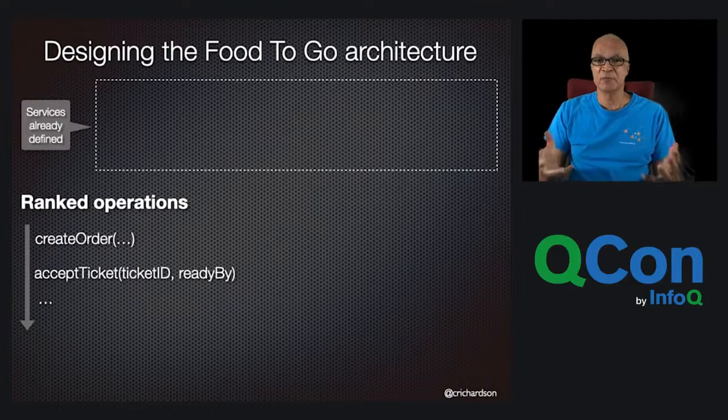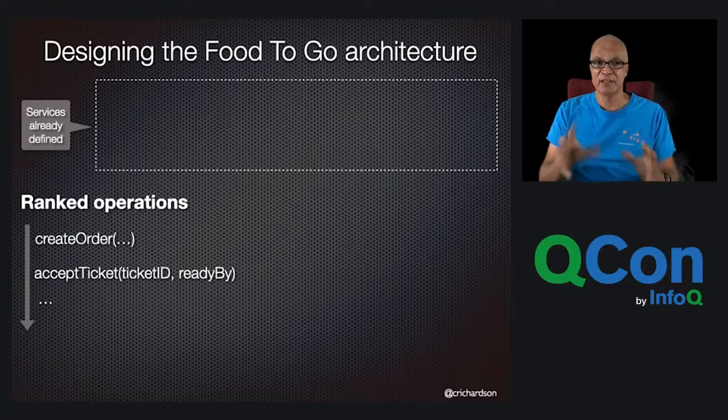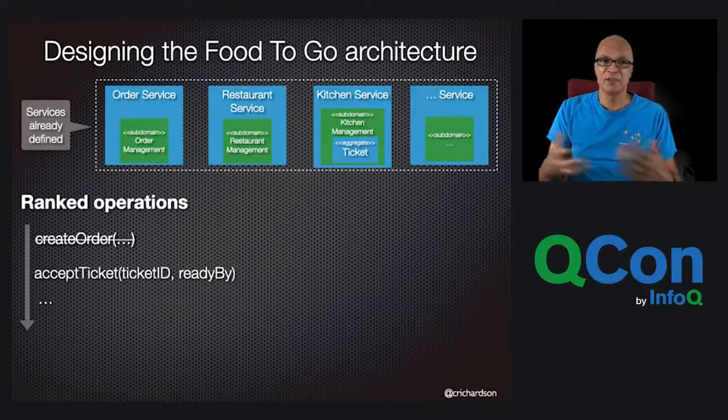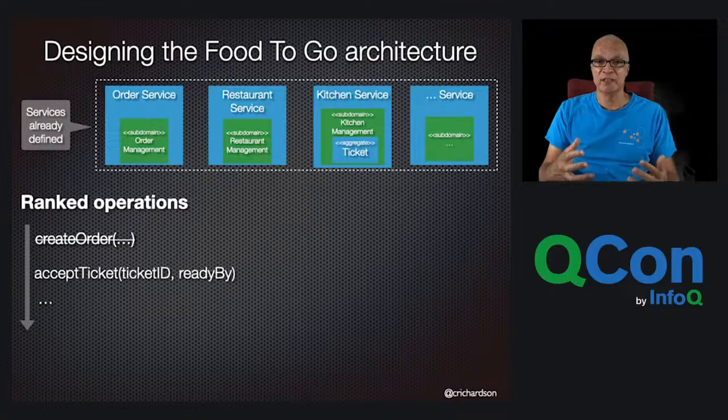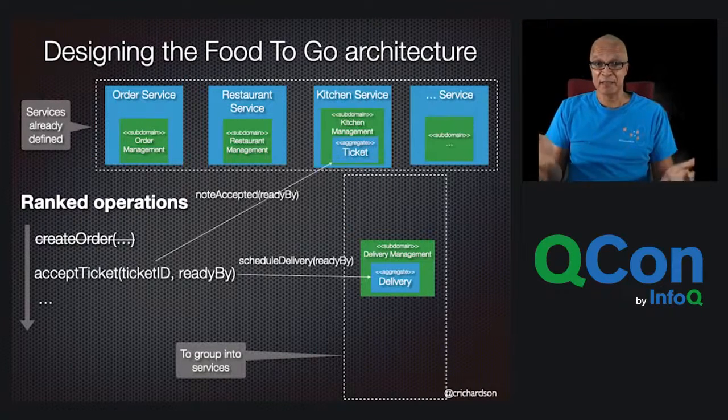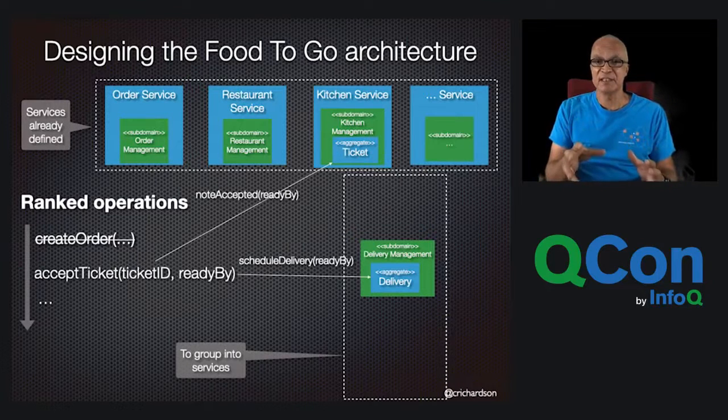In the architecture definition process that I described earlier, you first rank the system operations in descending importance. You then work your way down the list, grouping the subdomains into services and designing the operations that span services. So let's imagine that you've already designed the create order operation, and you end up with an architecture looking like this. The next most important operation on the list is accept ticket, which is invoked when the restaurant accepts the ticket. It changes the state of the ticket to accepted and schedules a delivery to pick up the order at the designated time.